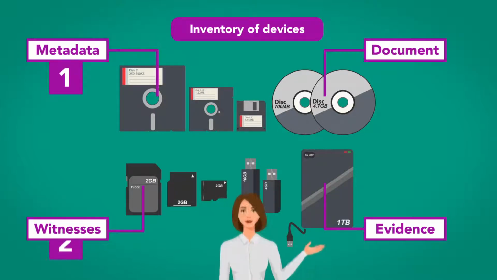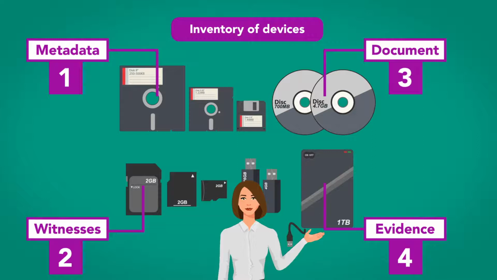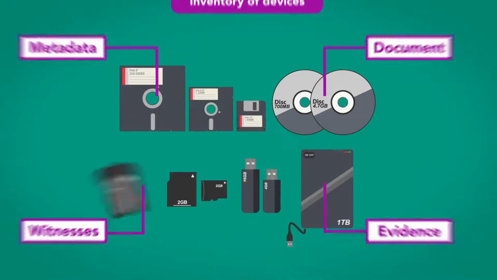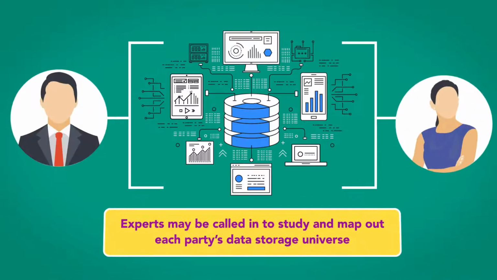The parties can then assign scheduling priorities to the devices. This is also a step in early determination of whether there may have been spoliation of any data. Also, at this point, outside experts may be called in to study and map out each party's data storage universe.